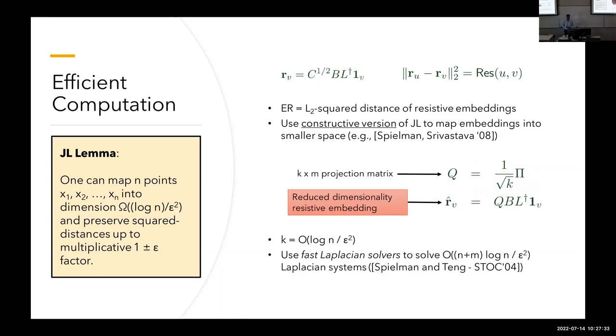And it turns out there's a lot of work on this in theoretical computer science, but you can use fast Laplacian solvers to solve roughly m log n Laplacian systems, and you can compute these resistive embeddings for all the edges in running time that's roughly your number of edges. So if you have a sparse graph, then you can save on this n cubed time. Yeah, go ahead.